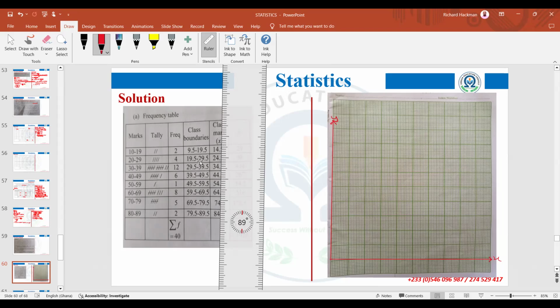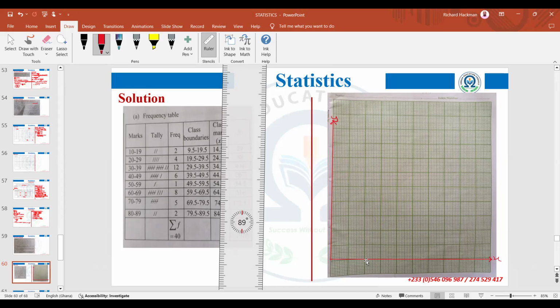Will give us, if you're able to get the class size, you are good to go in terms of 10. It will give you 10. And this is what you do. The advice is always, your scale is supposed to be what? 2 centimeters to your class size. So in this case, it will be 2 centimeters to what? 10 units.